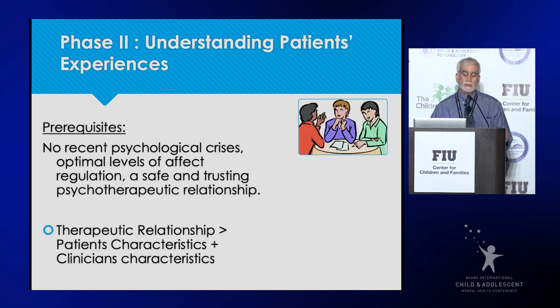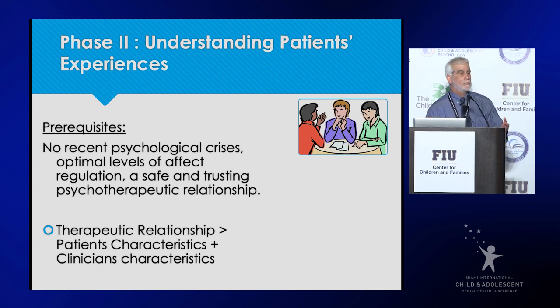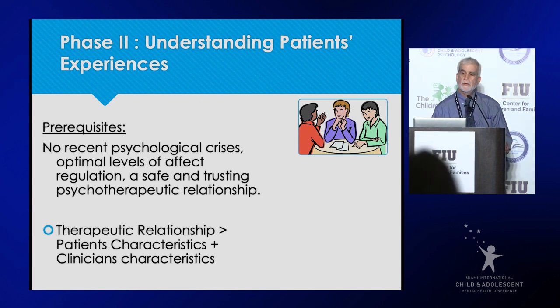And as I was saying, to reach this phase, they need to have optimal levels of affect relations and have safe and trusting relationships with their therapist. And a key aspect to know that we are in the second phase is that when you start sensing that it's more like a we than rather an individual, then that's kind of an indicator that we're more on this second phase.